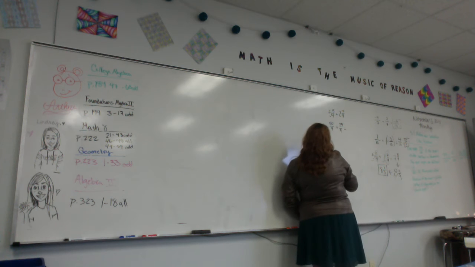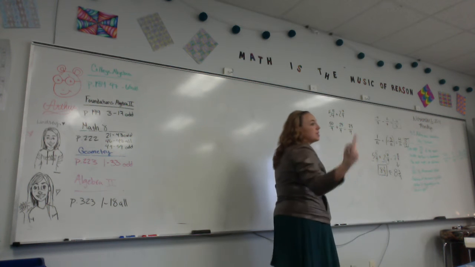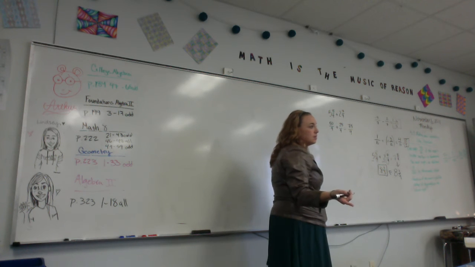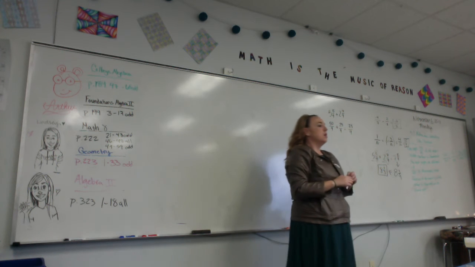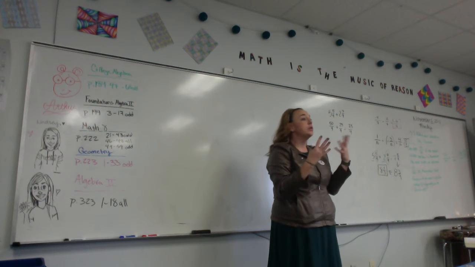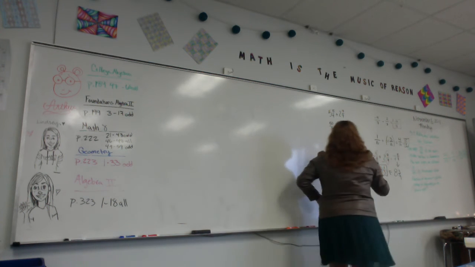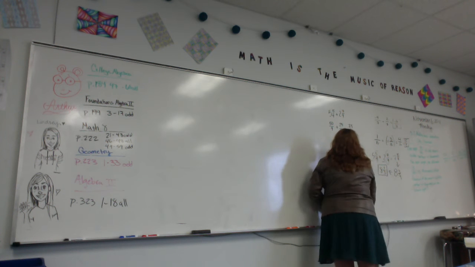So what does that give me? 75 over 9. Beautiful. 75 over 9. How many times does 9 go into 75? It doesn't go into it evenly, so we're going to have a remainder.